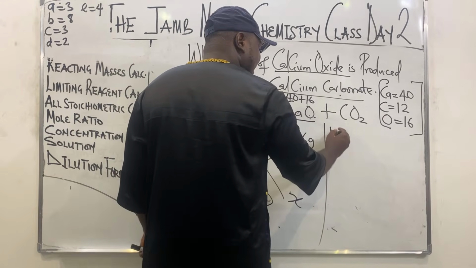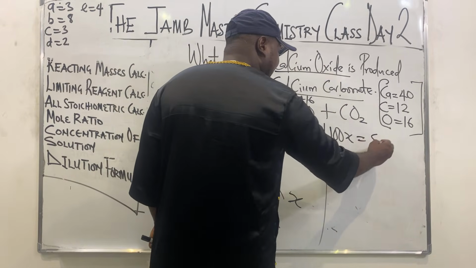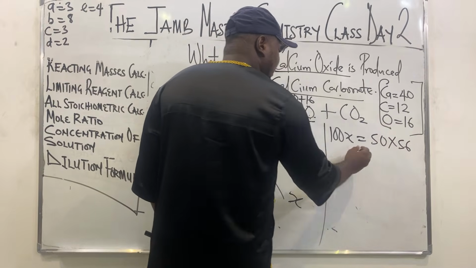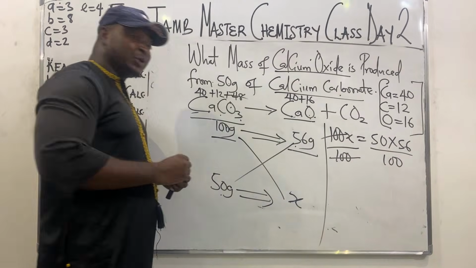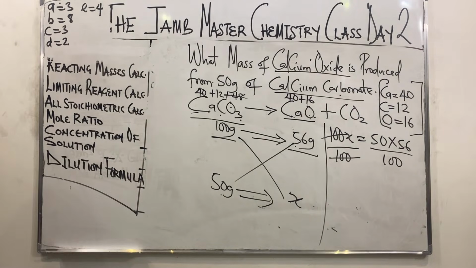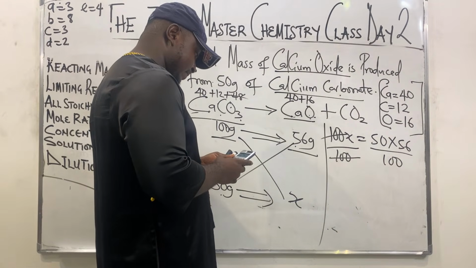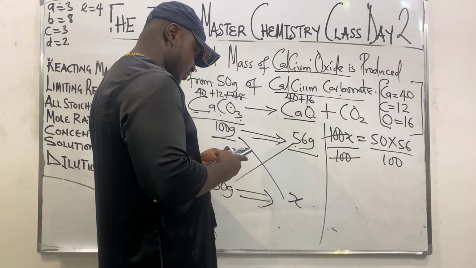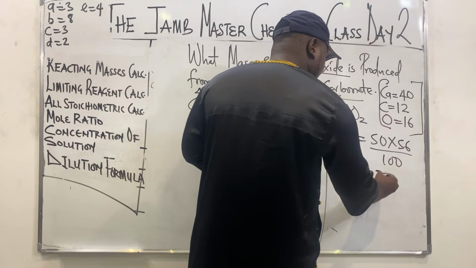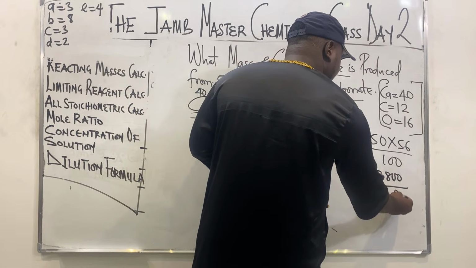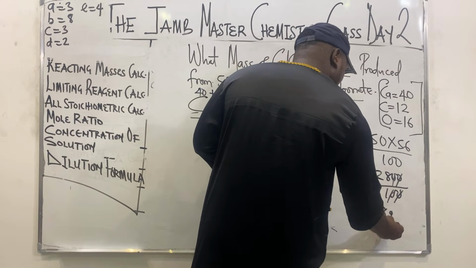100 times X is 100X. 50 times 56 equals 50 times 56. Divide both sides by 100 to make X the subject of the formula. Then we solve 50 times 56 divided by 100. 50 times 56 is 2,800. Now divided by 100, you're going to have 28 grams.